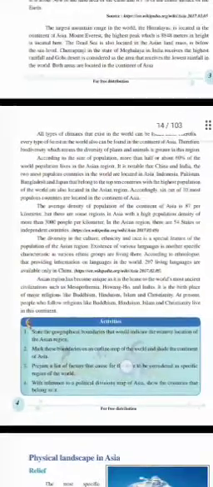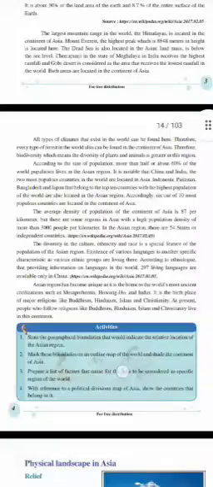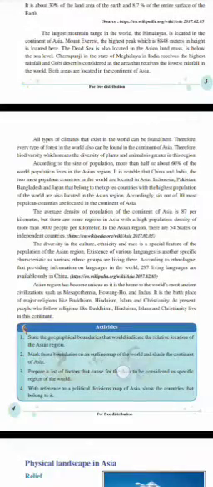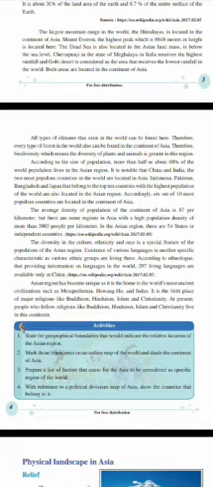They are China, India, Indonesia, Pakistan, Bangladesh, Japan. The average population density in Asia is 87 per square kilometer. But there are also areas with a population density of more than 3000 per square kilometer, and in the Asian region there are 54 states or independent countries.